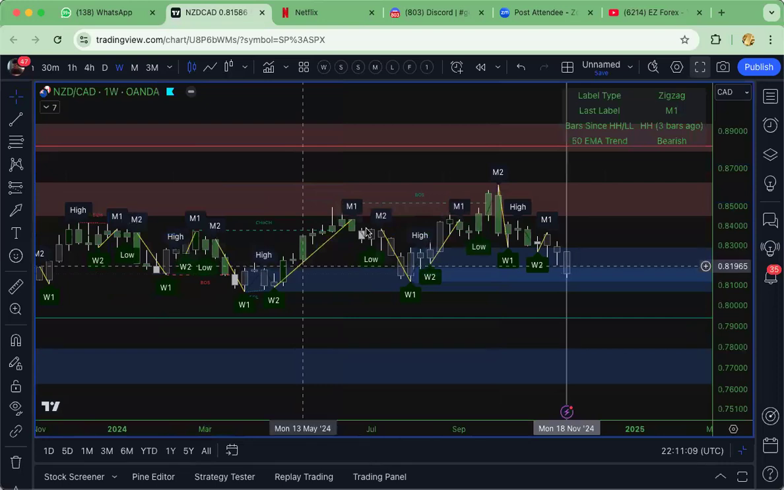This is LuxAlgo. But the reason why I don't like this is because it's showing you break of structures and change of characters in incorrect places. That's why, I'll be honest with you. And that's not to knock their system. Everyone's got their own mathematical equation. But what I've done shows you break of structures very well. Very well, I tell you that.